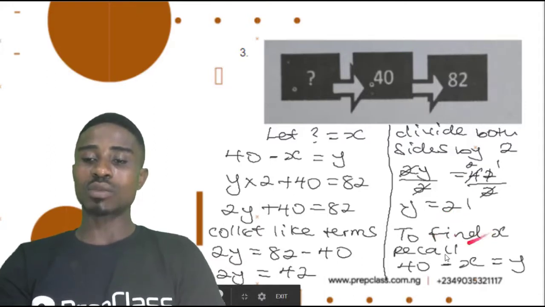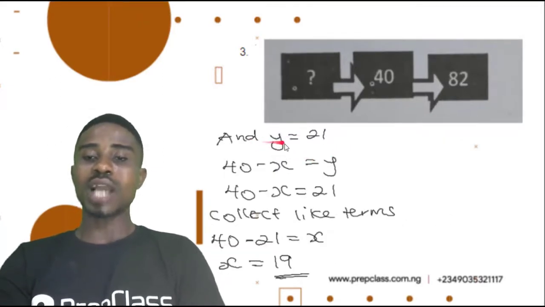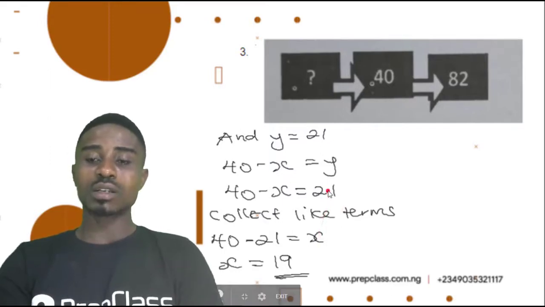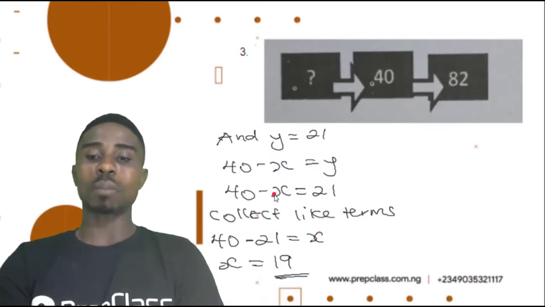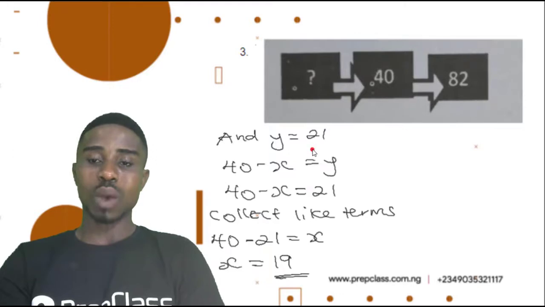Now, to find x, remember, 40 minus x is equal to y. So we are going to put the value of y in this equation and solve for x. And y is equal to 21. So 40 minus x equal to y, where y is 21, 40 minus x is equal to 21. So we are going to collect like terms. Minus x will cross the equality sign to be positive x, and 21 will come in here to become minus 21. It crosses the equality sign to become minus. So 40 minus 21 will give us 19. So we are saying x is equal to 19 and y is 21.